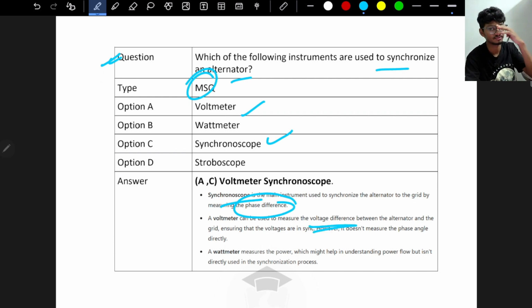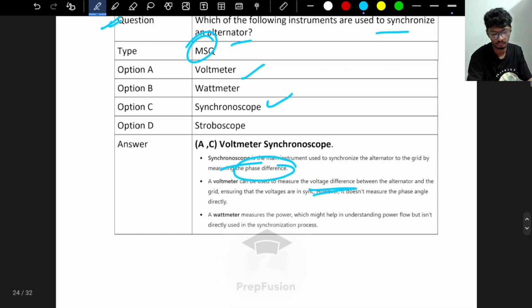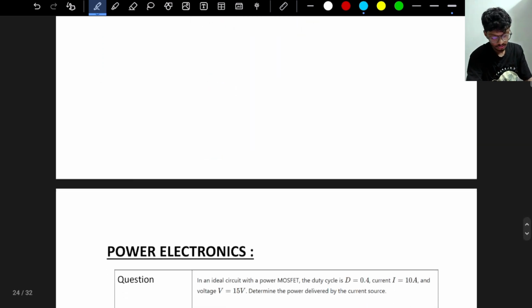Voltmeter to synchronize the voltage difference, because if there is a voltage difference, then you cannot connect it to the bus, right? You have to check if there is no voltage difference. So that's why both are important. Okay, so next let's move on to the power electronics.